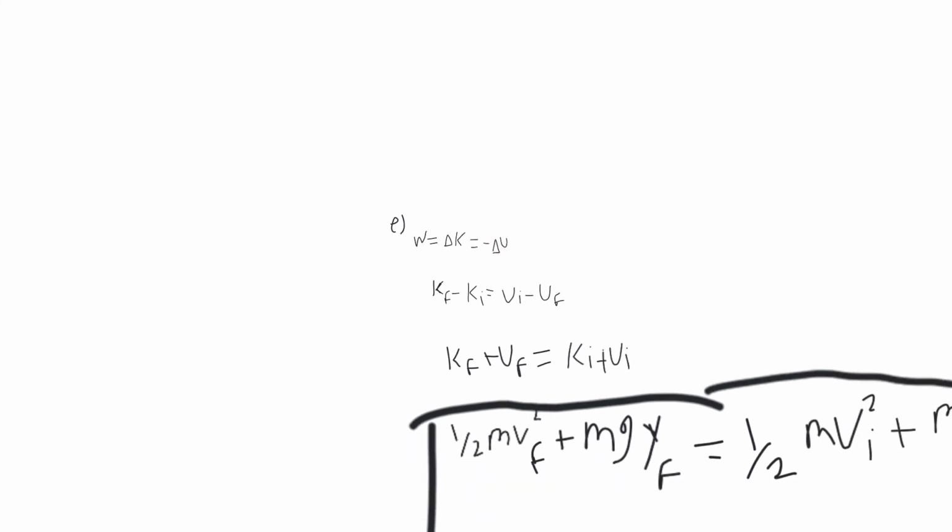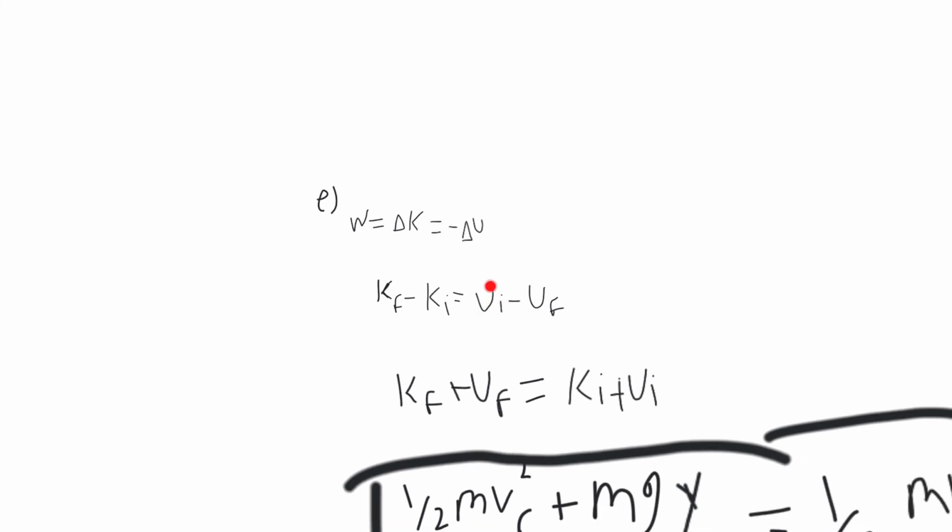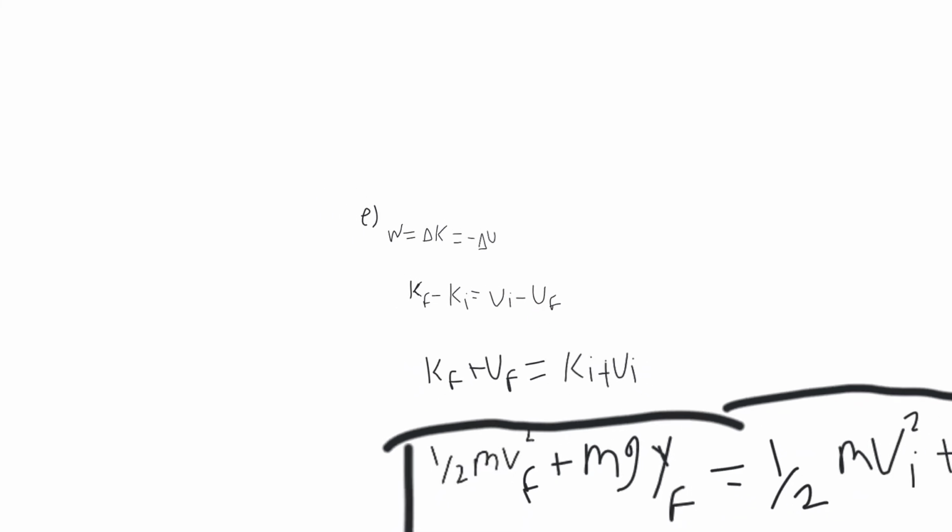And it looks something like this, right? To expand it more, the kinetic energy of the final minus the kinetic energy of the initial is equal to the potential energy of the initial minus the potential energy of the final, right? This is what that minus does. It changes the initial and the final positions, right?